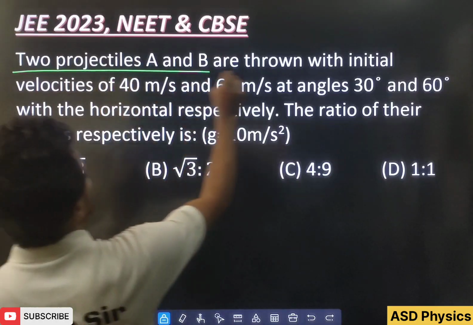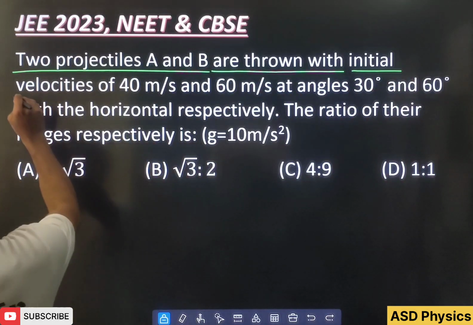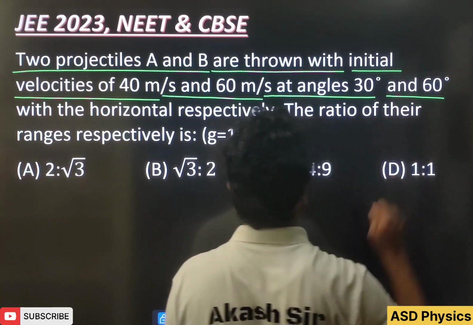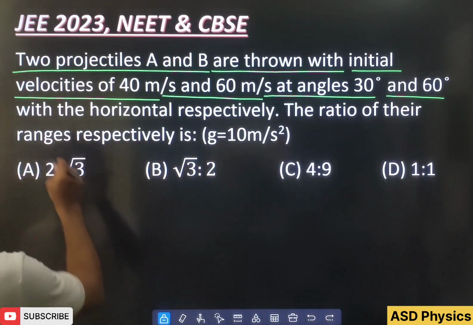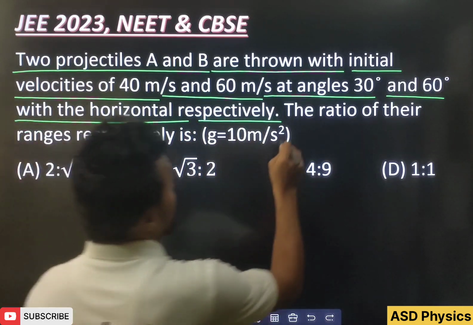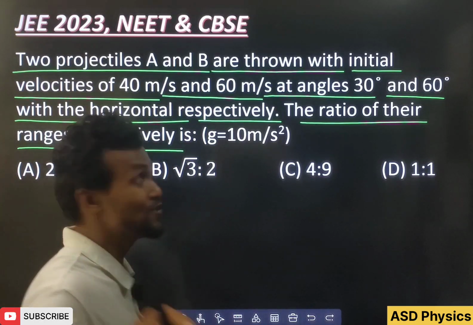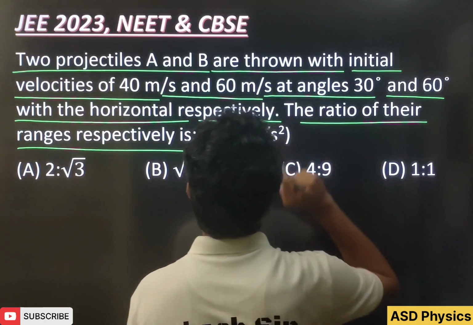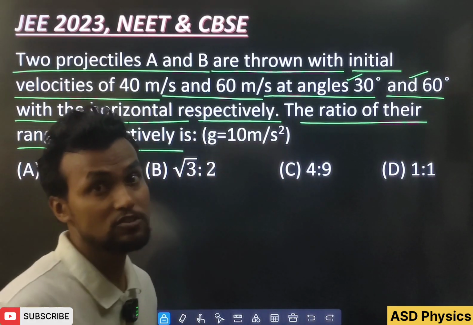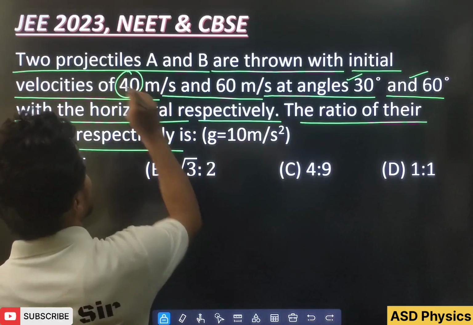The question is, two projectiles A and B are thrown with the initial velocities of 40 meter per second and 60 meter per second at angles 30 degree and 60 degree with the horizontal respectively. The ratio of their ranges, how much here? You may think, 30 degree and 60 degree are complementary angles, so range will be same. But no, why? Because see, their speeds are different.